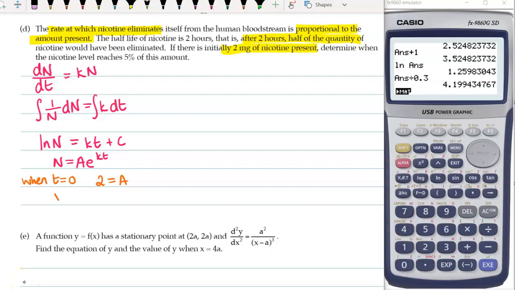The second piece of information is that after 2 hours, we will have half of it left. So since we started with 2 milligrams, we'll end up with 1 milligram after 2 hours.